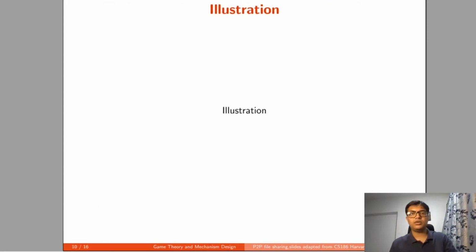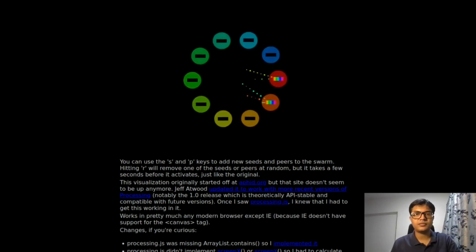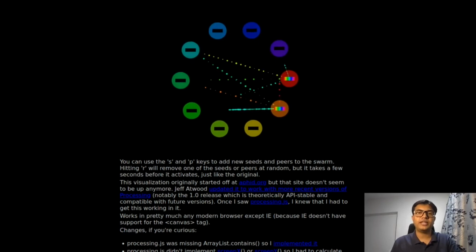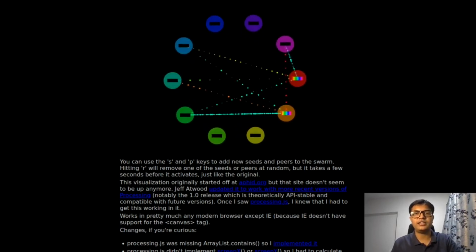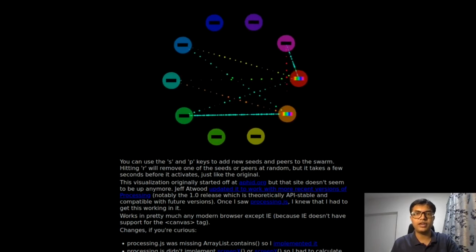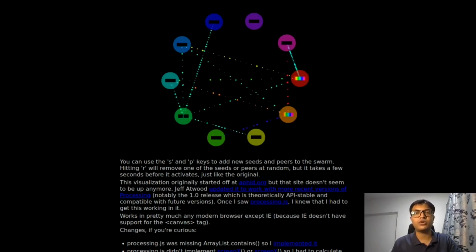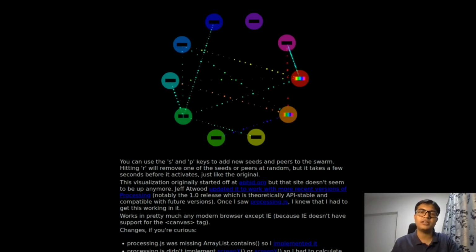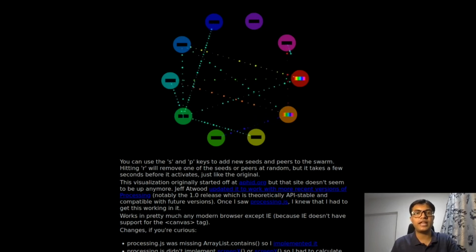So let us look at one small illustration of how this works. Here you can see that there are a bunch of peers who do not have any file, and there are two peers which have all these files. If it was using this reference client protocol without that optimistic unchoking part, then none of these new peers would have got any file.